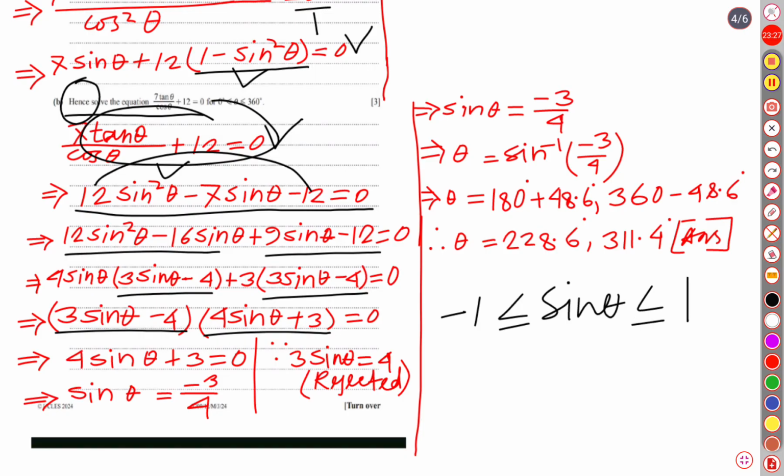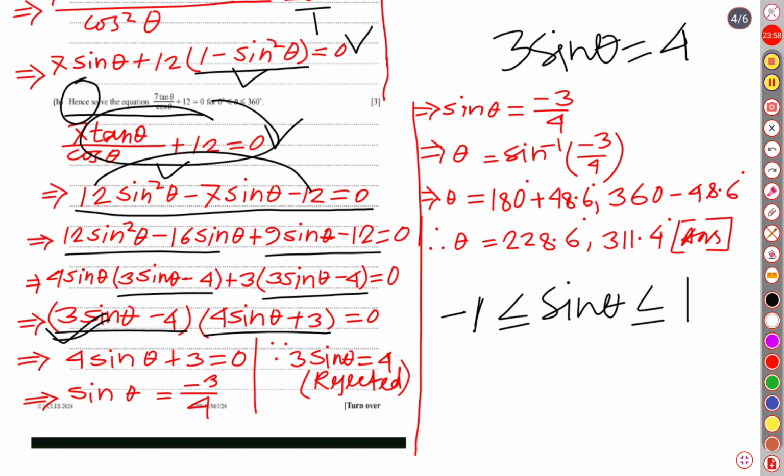Remember, the value of the y coordinate, or range of the function, is from negative 1 to 1. Now let's see, if we choose this one, that means the first factor is 3 sin theta minus 4. That means 3 sin theta is equal to 4. Let me write over here, 3 sin theta equal to 4, whether this is acceptable or not.